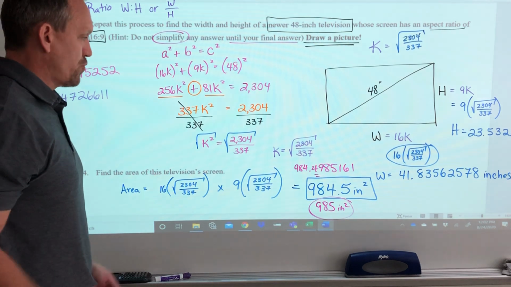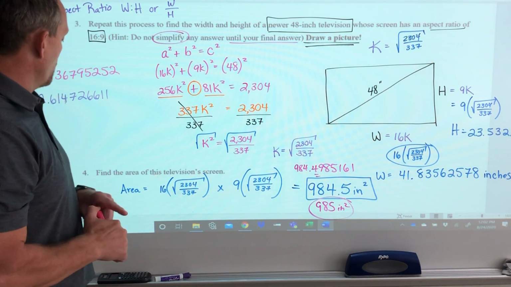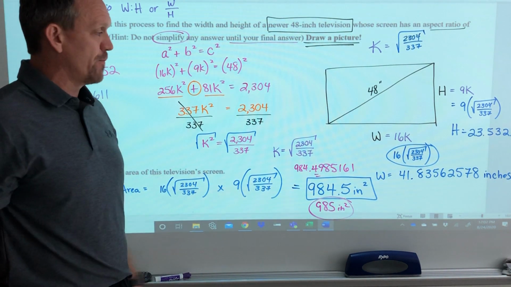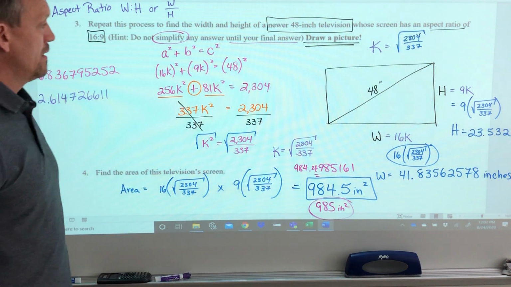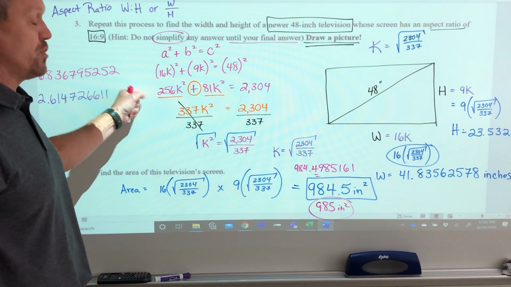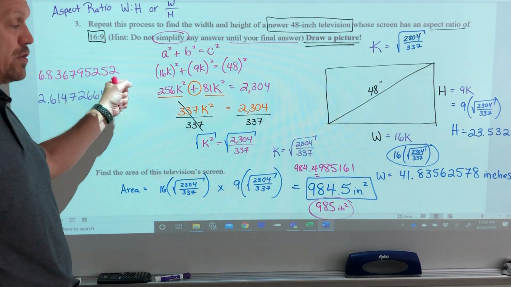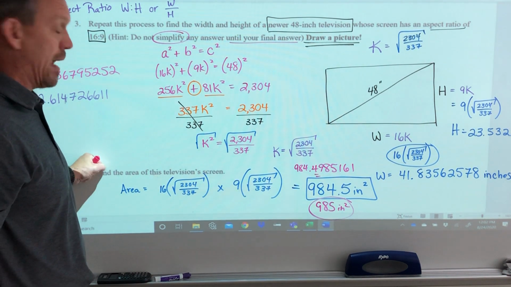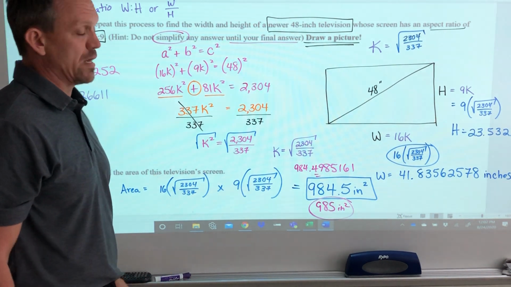Okay, it will be straightforward. The other problems that are on the back, we're going to skip for the time being, but that's how you're going to find the aspect ratio. Excuse me, you're going to use the aspect ratio to find the size of the television, then use the size of the television to find the area of the television's screen.